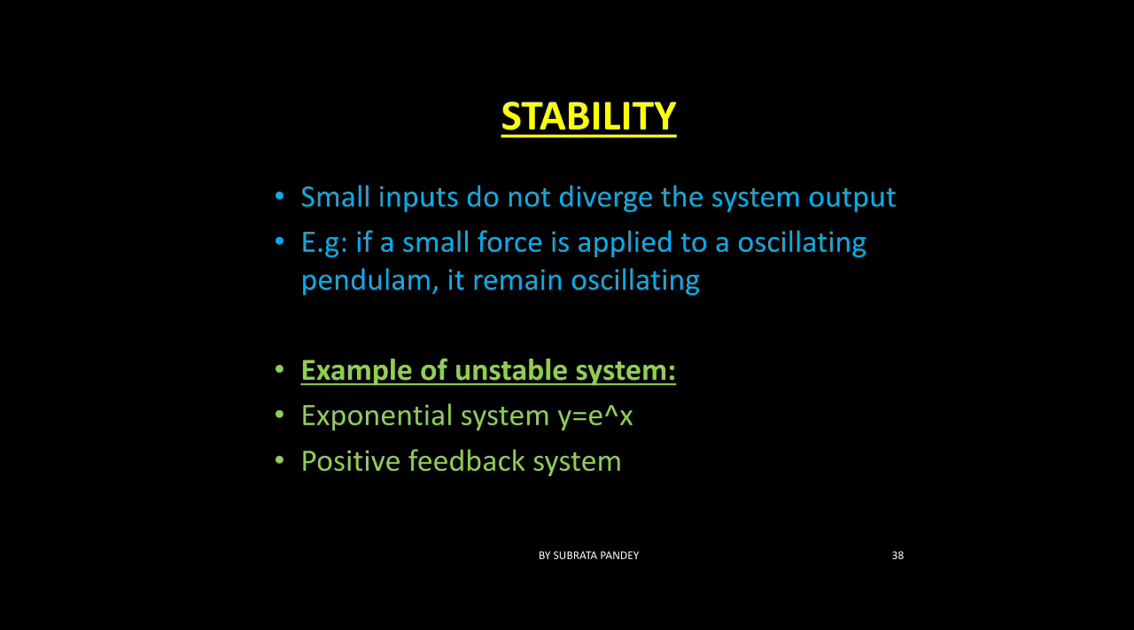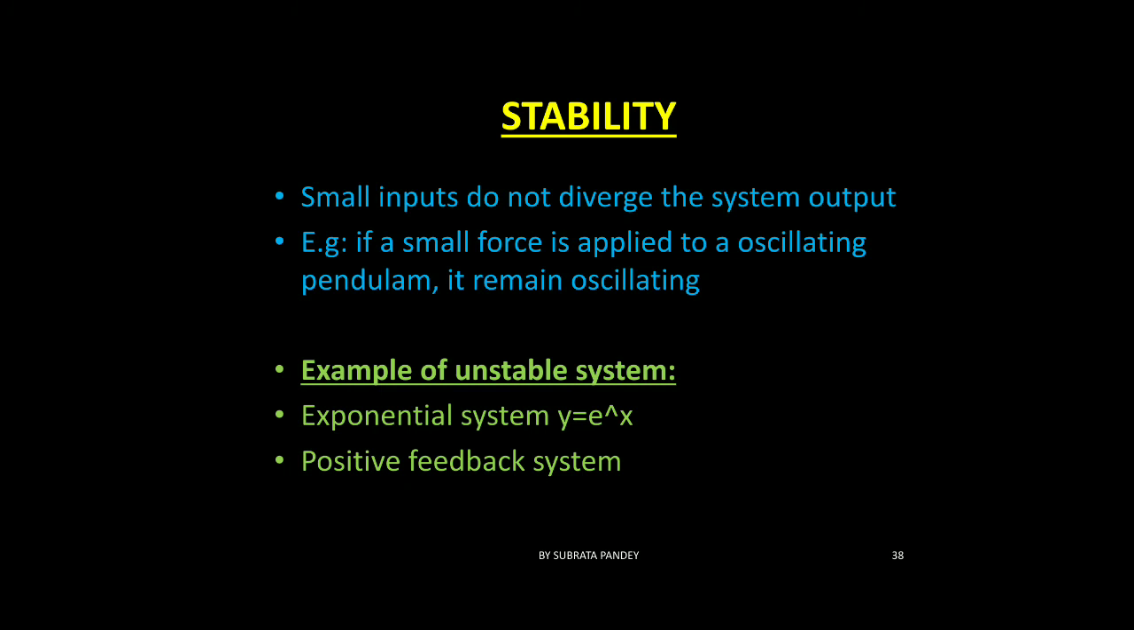So let's talk about stability. What is a stable system? A stable system is any system where we give some small input but it does not divert the system from its output. For example, a pendulum is oscillating at a certain time period or frequency, and we give it a small force. This small force won't divert the oscillation, and even if it does, it will soon get back to its previous position. A mathematical example of an unstable system is the exponential signal. y is equal to e to the power x is an unstable system, because with increase in value of x, the system keeps increasing.